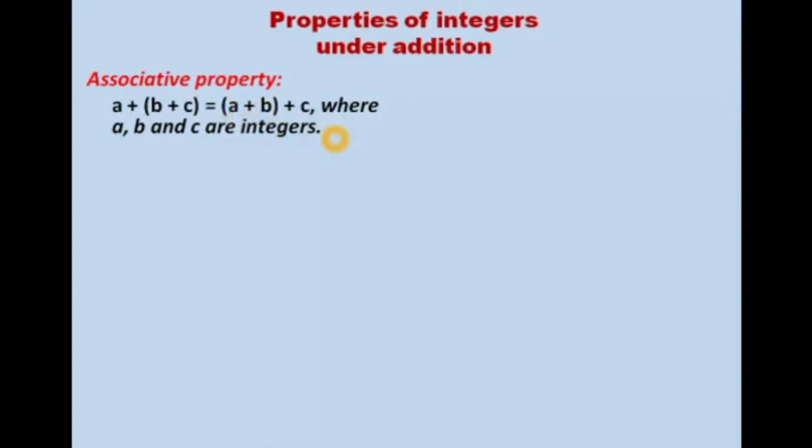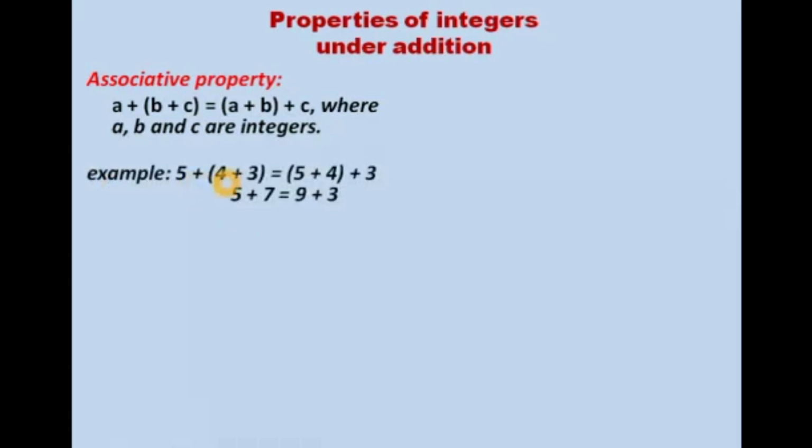Next is associative property. A plus within bracket b plus c is equal to within bracket a plus b plus c, where a, b and c are integers. In associative property, the sum of the three integers are taken when the second and the third integers are grouped using bracket, and at the right side when the first and the second integers are grouped using bracket.